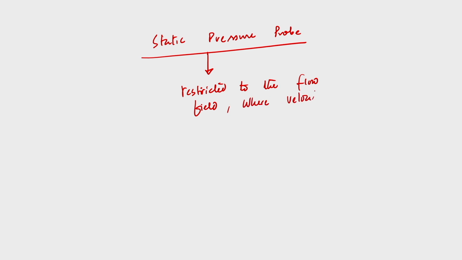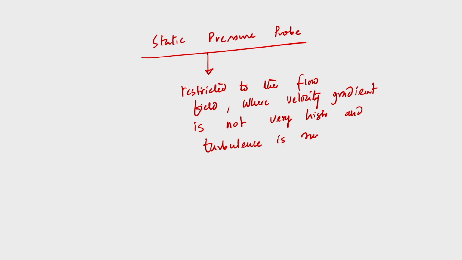where velocity gradient is not very high and turbulence is small. So, this is what the static pressure probe is.